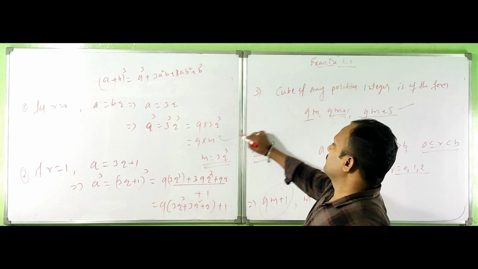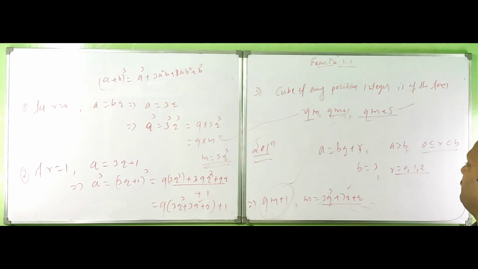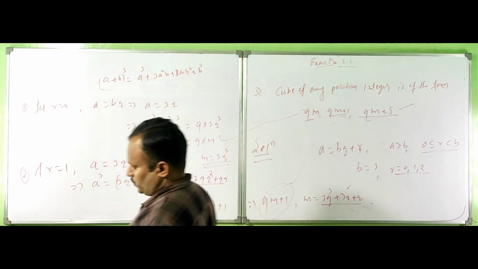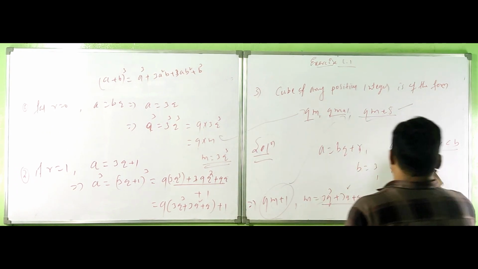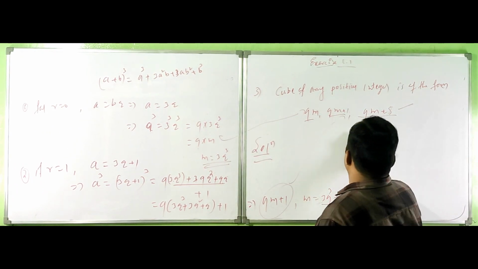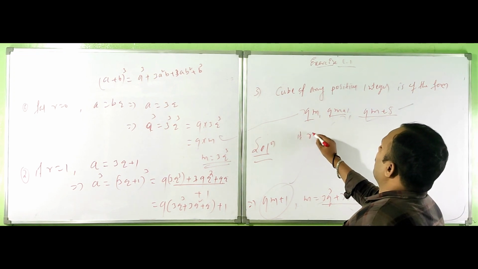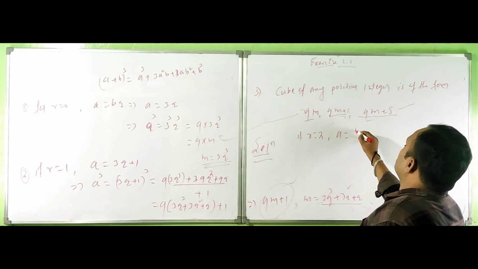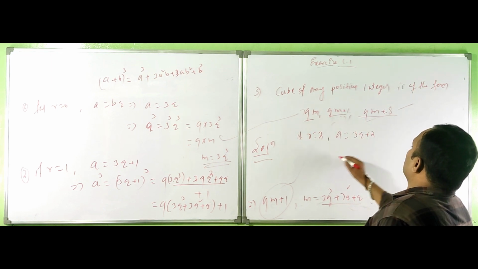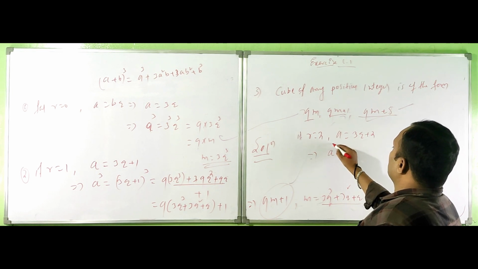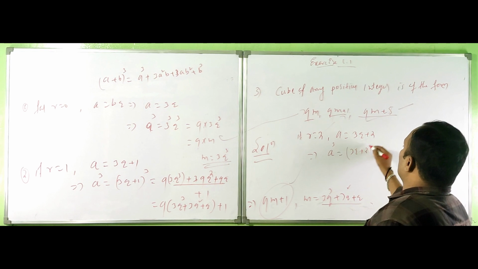So I have to show this again for r is equal to 2. If r is equal to 2, then a becomes b, meaning 3q plus 2. This implies a cube is equal to (3q plus 2) whole cube.